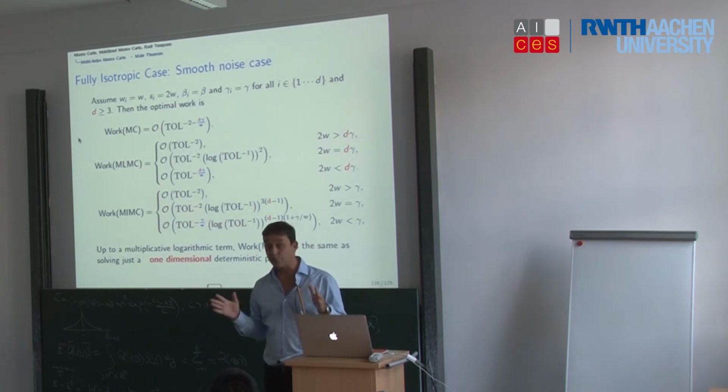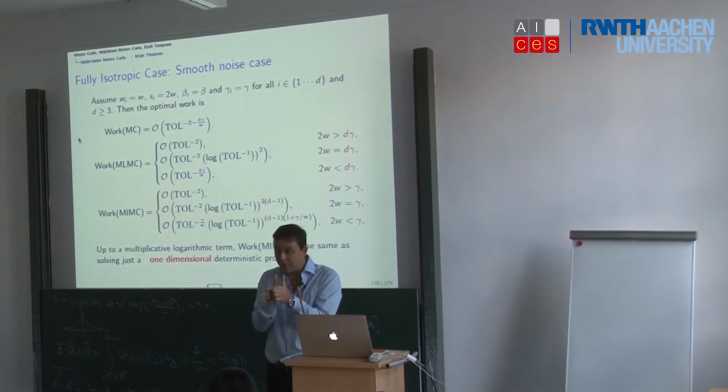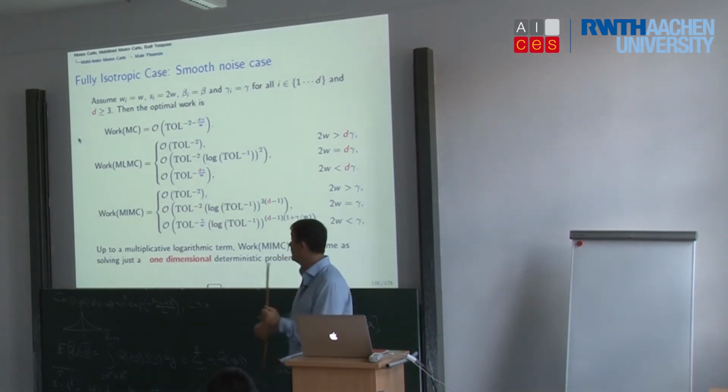We take an isotropic problem. No direction is particularly relevant. So in principle, you should refine all of them in the same way to get accuracy. There is no advantage for multi-index Monte Carlo to exploit one direction and say you should refine less in this direction because it's less important. All of them should be the same, and we'll see if we get an advantage.